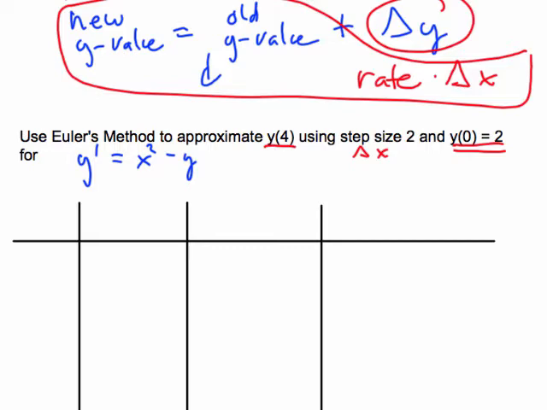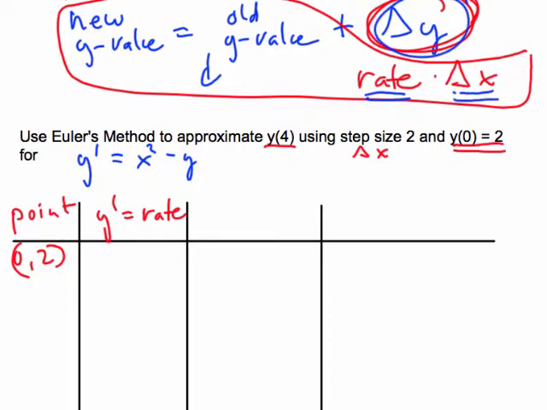I like to lay this out in a table, as I said. My starting point is, in this case, (0, 2). To calculate my change in y, I need to know what the rate is. That's key. And the rate is the derivative. Once I get my rate, I need to multiply that by the change in x to get my change in y. So change in y is in this column, which is the rate times delta x. And that is then able to bring me to my new point.